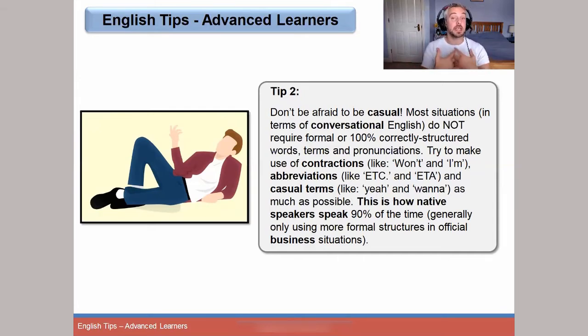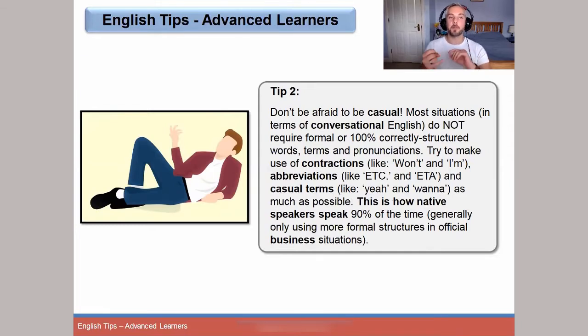This is how we, native speakers, speak at least 90% of the time, generally only using more formal structures in official, formal business situations and some formal social settings. But generally, most of the time, we're very, very casual with the English language. Very casual indeed, in fact.